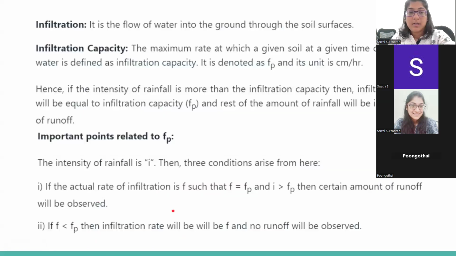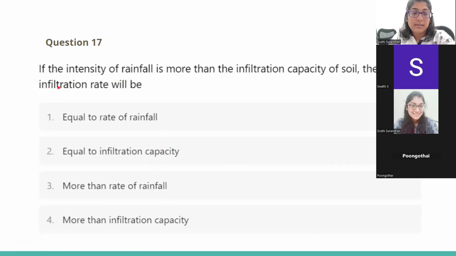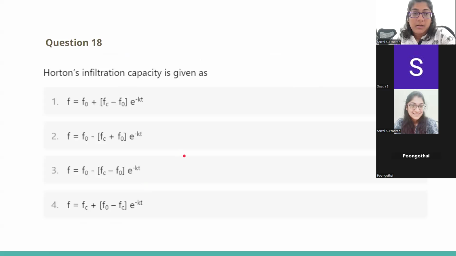So in this question, the correct answer will be: if the intensity of rainfall is more than the infiltration capacity, then the infiltration rate will be equal to the infiltration capacity, not more than the infiltration capacity. Now, next question. What is the Horton's infiltration capacity equation? Which option out of this gives us the Horton's infiltration capacity?